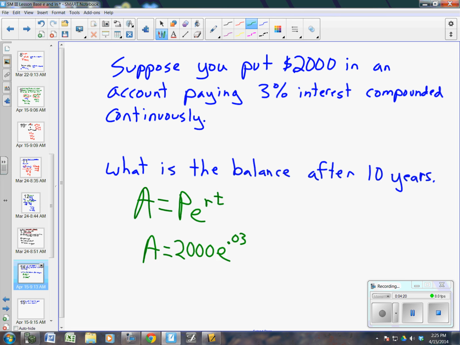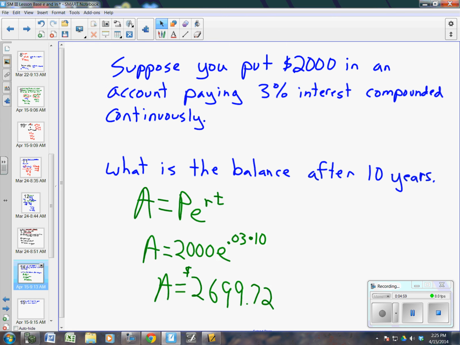Okay, and T is what? 10. So all you have to do is type that in your calculator and you got your answer. What is it? Say that again. I can't hear. 2,699.72. Dollars, right? Because that's asking for an amount.